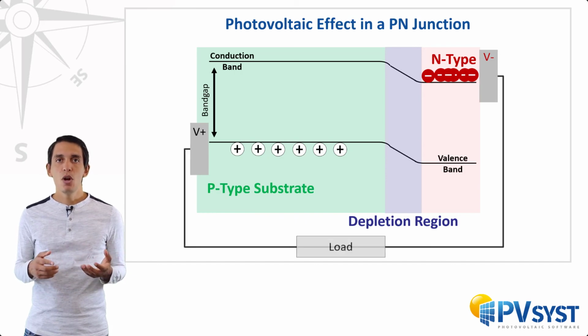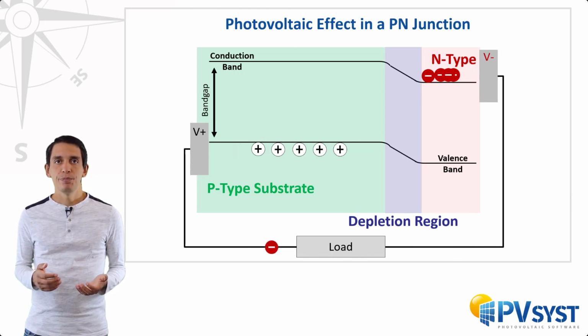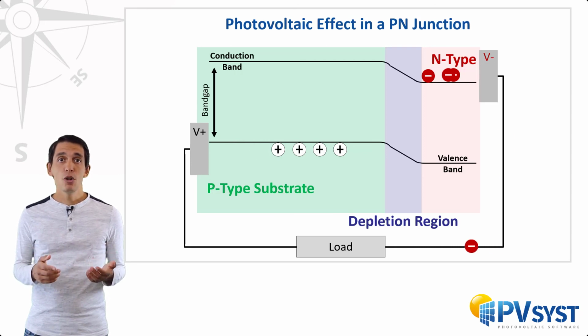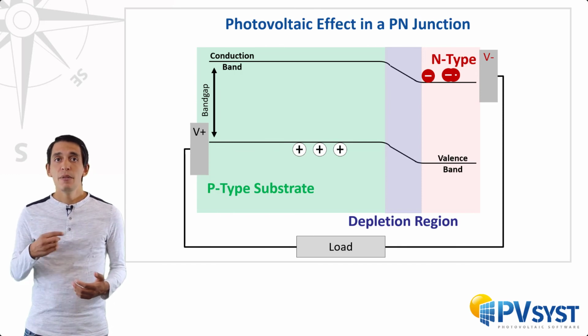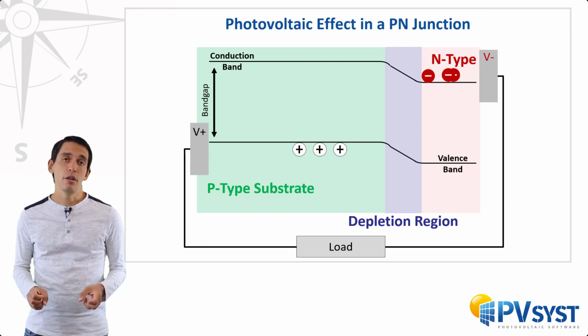If they are connected to an external circuit, the electrons flow from the n-type region to the p-type region and recombine with holes on the other side. Therefore, the energy of the photons is converted into electrical work. If the cell is continuously illuminated, this process will continue, and the generated current is called the photocurrent.